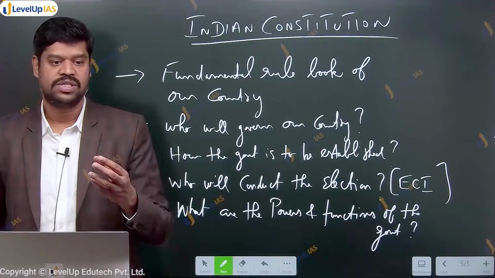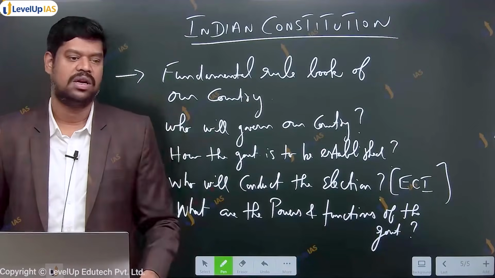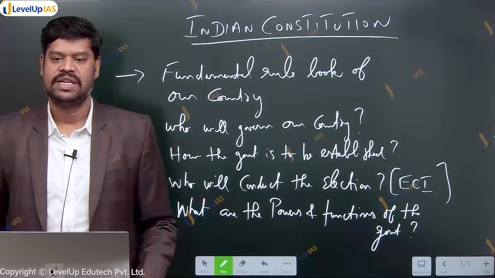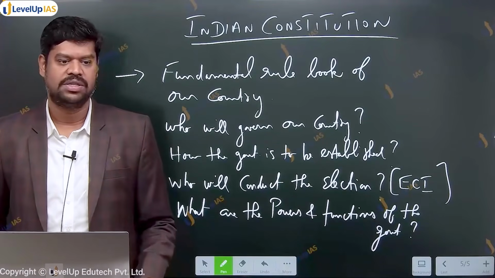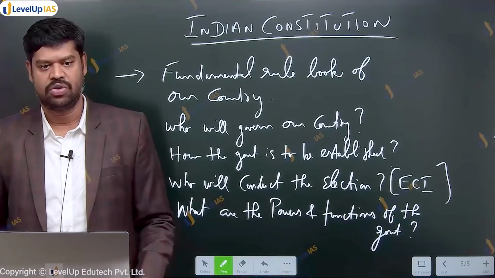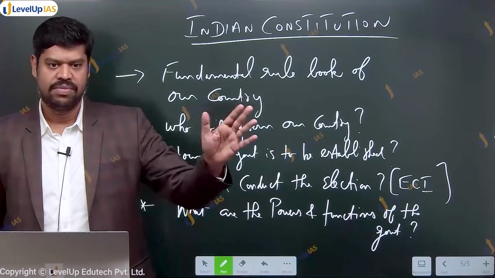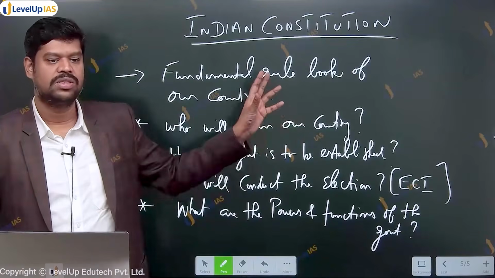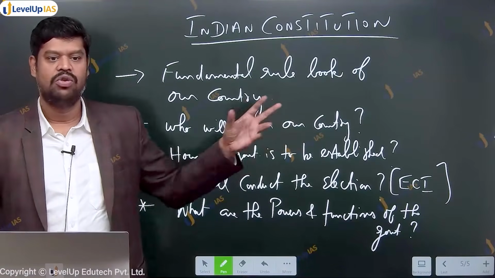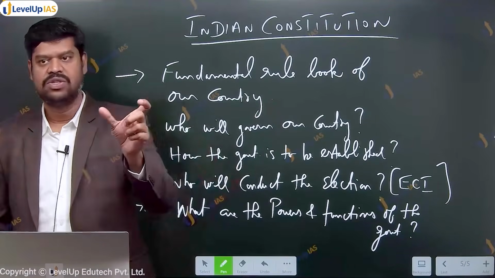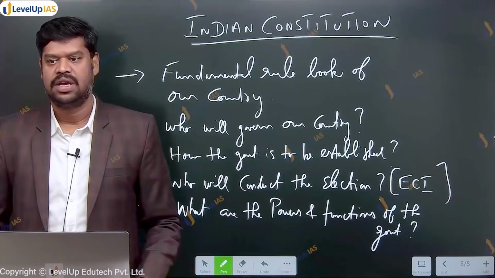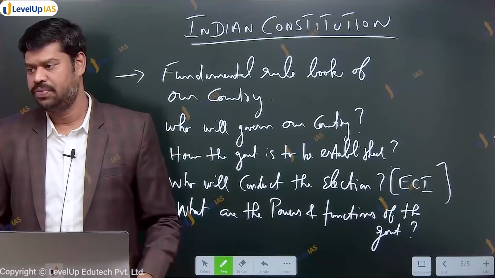So who gives us an idea as to what the other organs in our country are? That is again given in the Constitution. In addition to the government, there are at least two other important organs: the legislature and the judiciary. How do we know there are other organs? The government is also called the executive. Have you ever heard of the word executive? The government is called the executive.